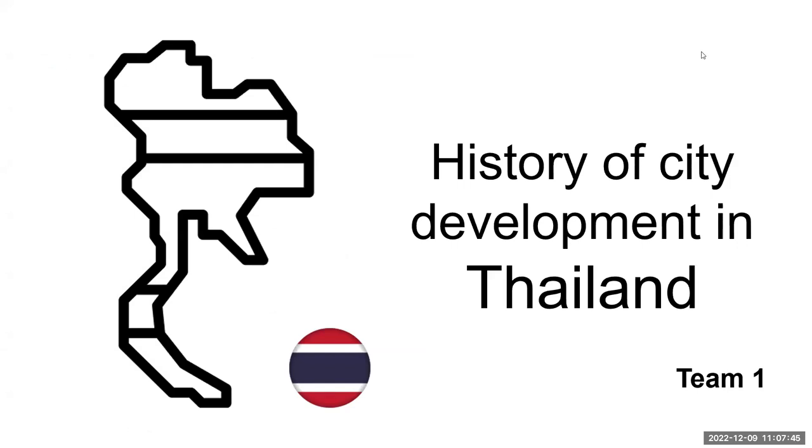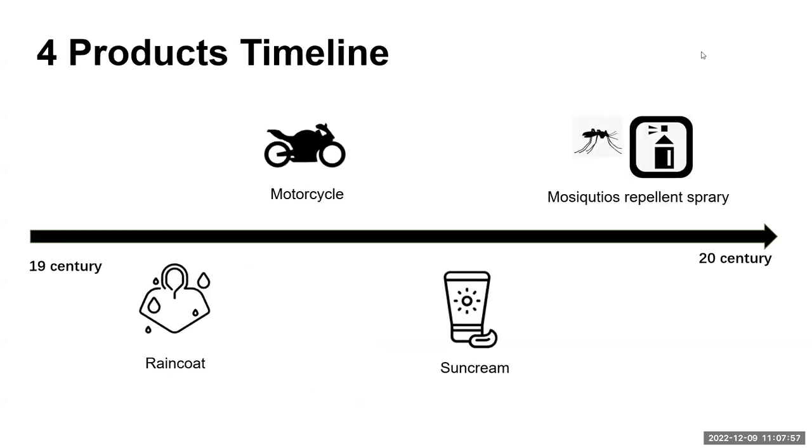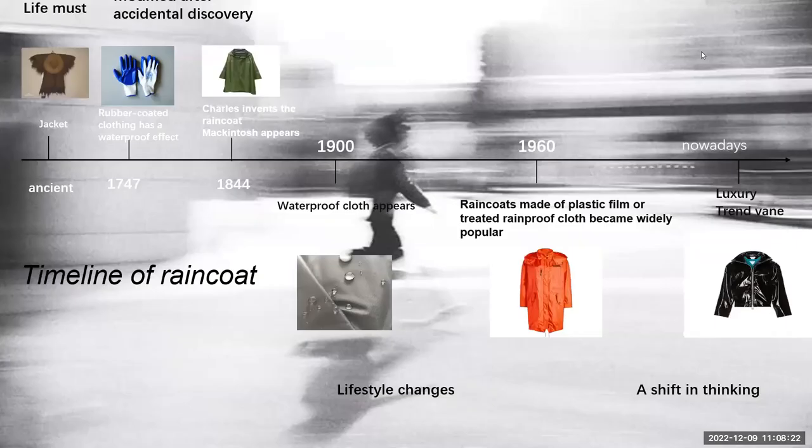For our group, we found topics from our own objective timeline, to find out about the history of city development in Thailand. We have four things: the first is a raincoat, the second is a motorcycle, the third is sun cream, and the last is mosquito repellent spray. We found timelines from these products for our city development timeline. The first thing is the raincoat. We chose around 100 years, from the 19th century to nowadays.